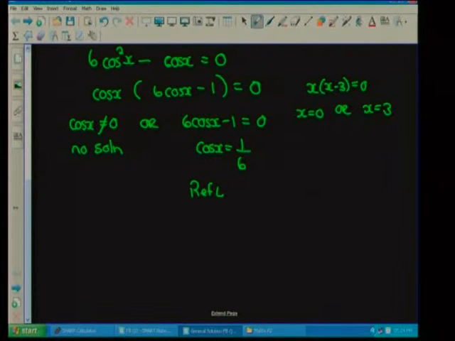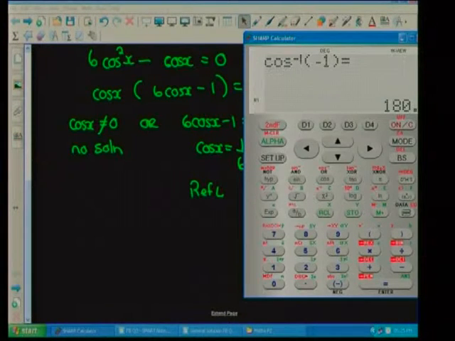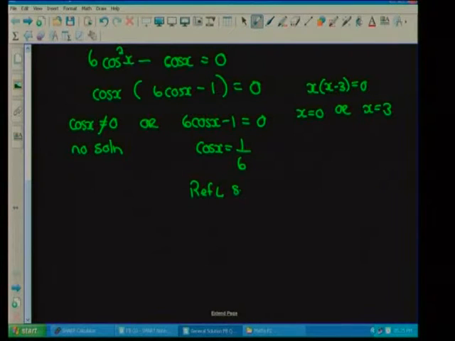Now what we do with a reference angle is we pull the calculator up, of course good idea to clear it, and we're just going to go second function cos, and in brackets go 1 divide by 6, close the brackets, equals, and we get a reference angle of 80,41. If we round to 2 decimal places, I suppose the question would have asked you something like that. So it's 80,41.